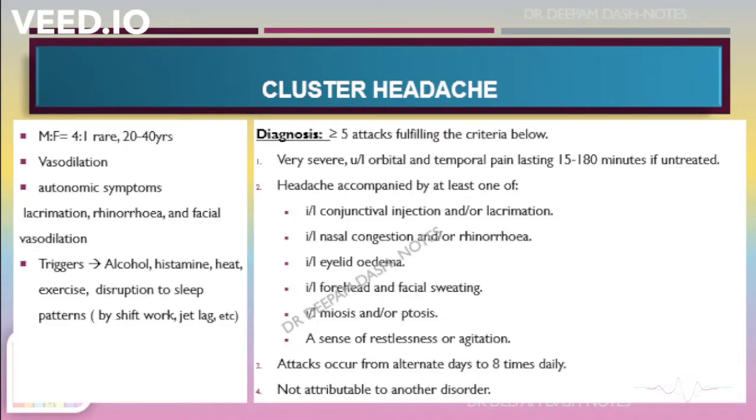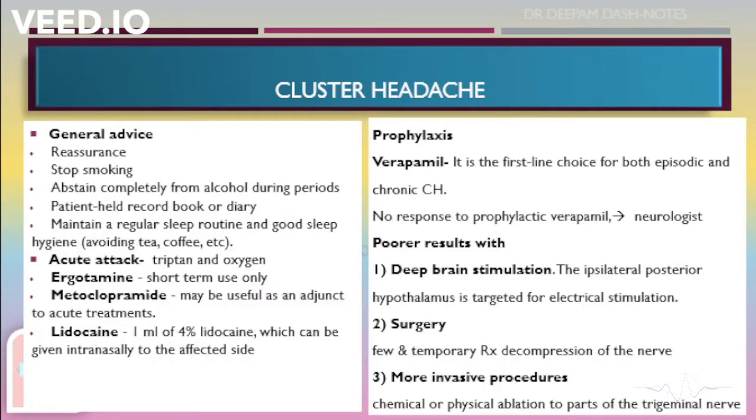However, the problem with this is that there is no cure for cluster headache. There are multiple medications that have been tried with it: triptan, oxygen, ergotamine. However, it is often worse than this whole polypharmacy of medication. As prophylaxis, verapamil is the first choice in both episodic and chronic cluster headache. As far as the surgical methods are concerned, the results are quite poor.